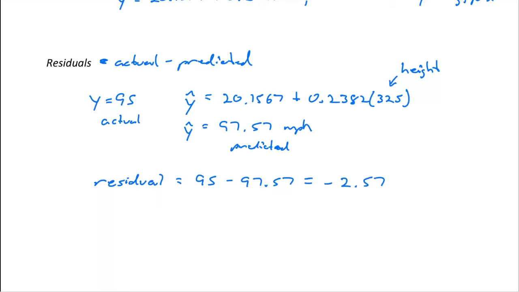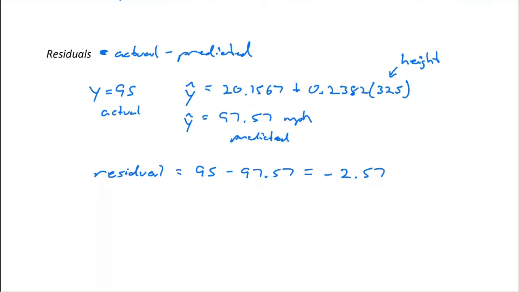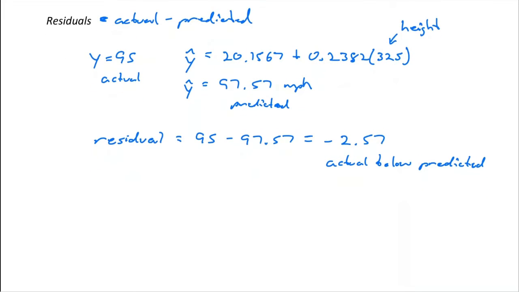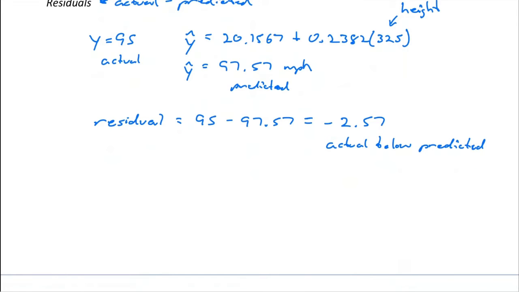If your residual is negative, it means that the actual is below the predicted. Of course, you can see that by the values themselves, but if you're just looking at the residual, you would know that the actual is below the predicted just by the fact that it's negative. So that's all a residual is: the distance between those two points, the actual and the predicted, and the positive or negative just gives the relationship as to which is above which.